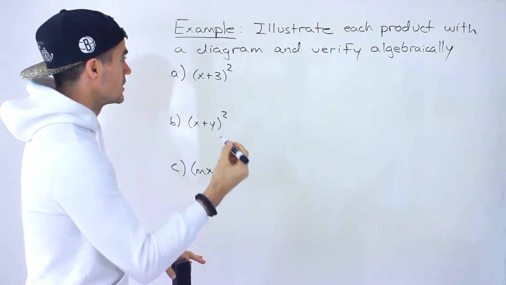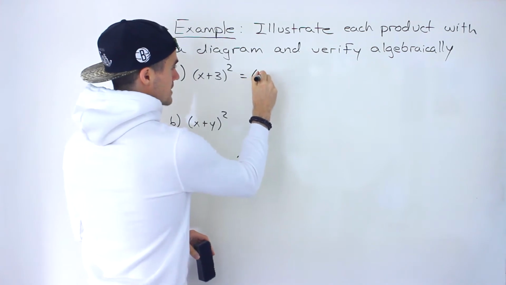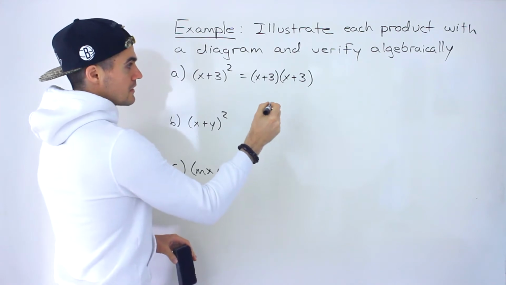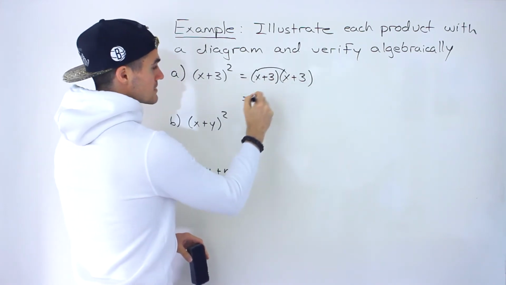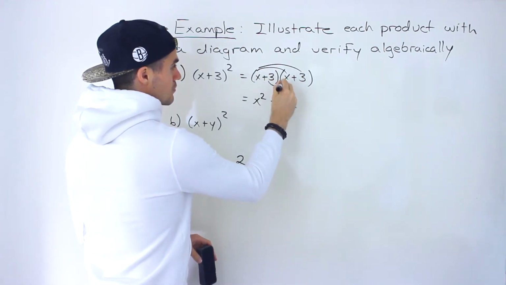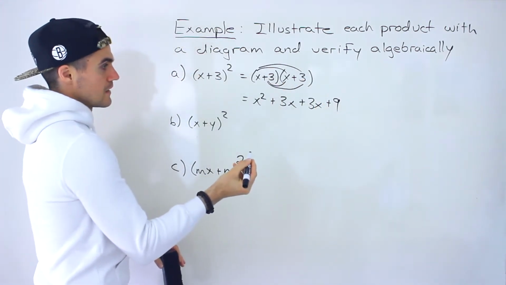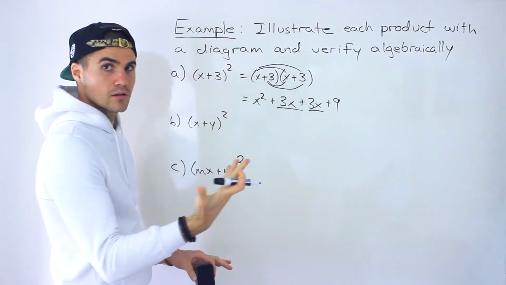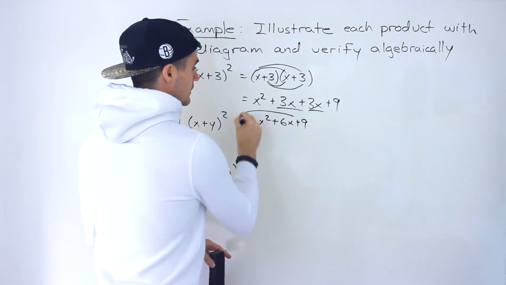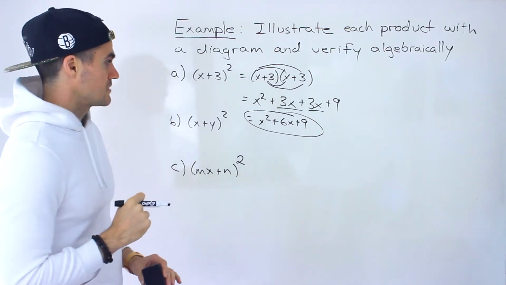They're squared binomials. Algebraically, we can rewrite this as x plus 3 times x plus 3, and then you can just FOIL it out. We'll do x times x, which gives us x squared. Then x times 3, which gives us 3x. 3 times x gives us 3x. And then 3 times 3, which gives us 9. Notice those two are like terms, so we'd have x squared plus 6x plus 9. That's what this product ends up being when you expand it and simplify it.